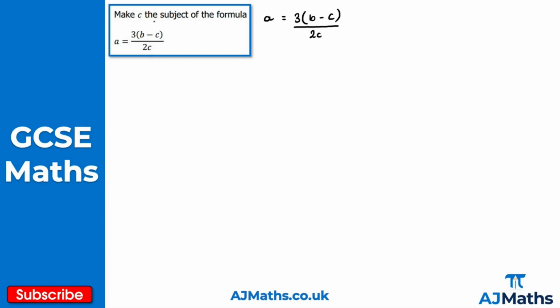So straight away, if we're making C the subject here, I can see I've got this 2C in the denominator here. So I want to get rid of that denominator. And to do that, I'm going to multiply through by 2C. So times both sides here by 2C. On the left hand side, we'll get 2AC. And on the right hand side here, we'll just get left with the numerator here of 3 lots of B minus C.